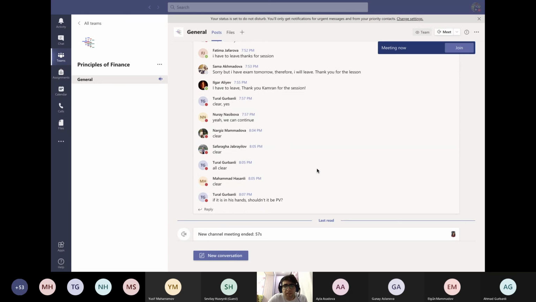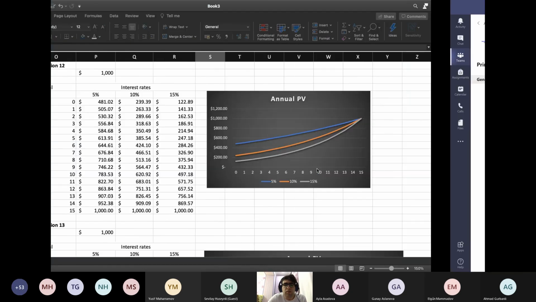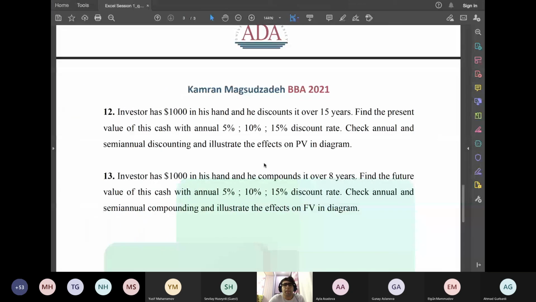Tural Qurbanlı says if it is in his house, shouldn't it be PV in the question?